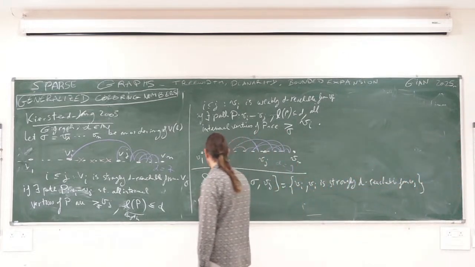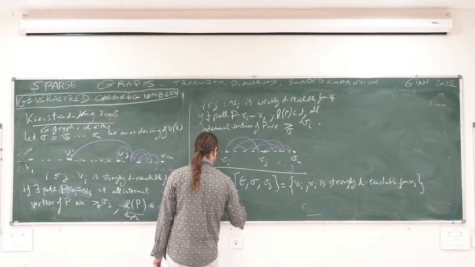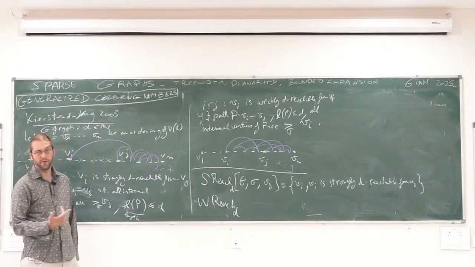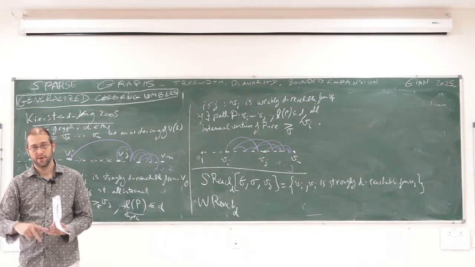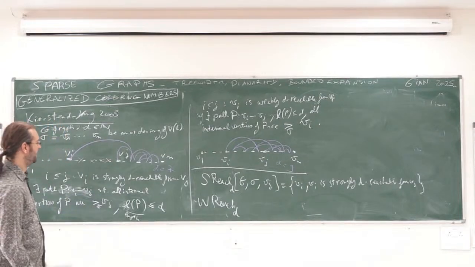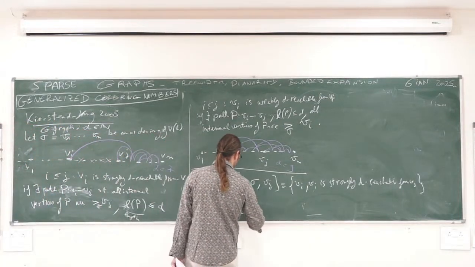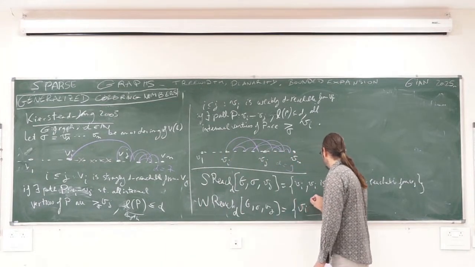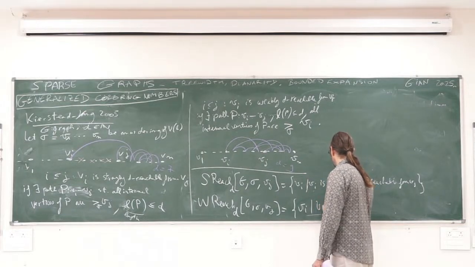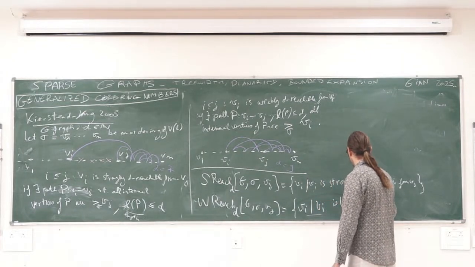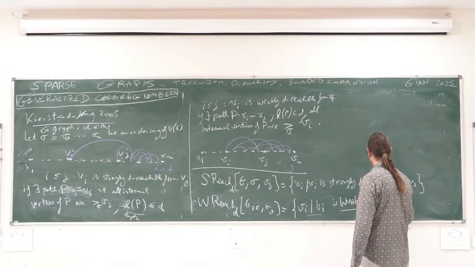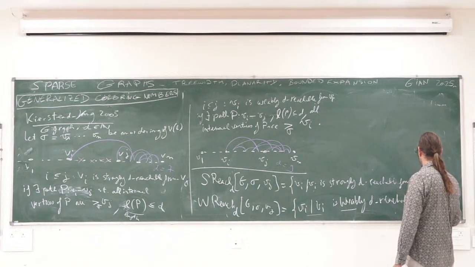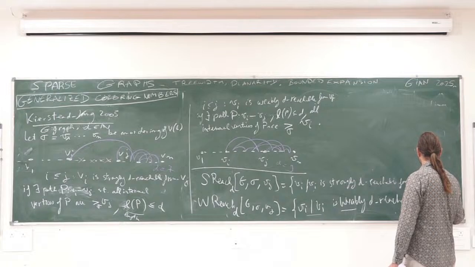And W-reach has the same definition with W. Sorry, there is a little d, I might forget that from time to time, but this is actually important. So we have 4 parameters: the graph, the ordering, the vertex, and the d. This is the set of Vi's such that Vi is weakly reachable from Vj.